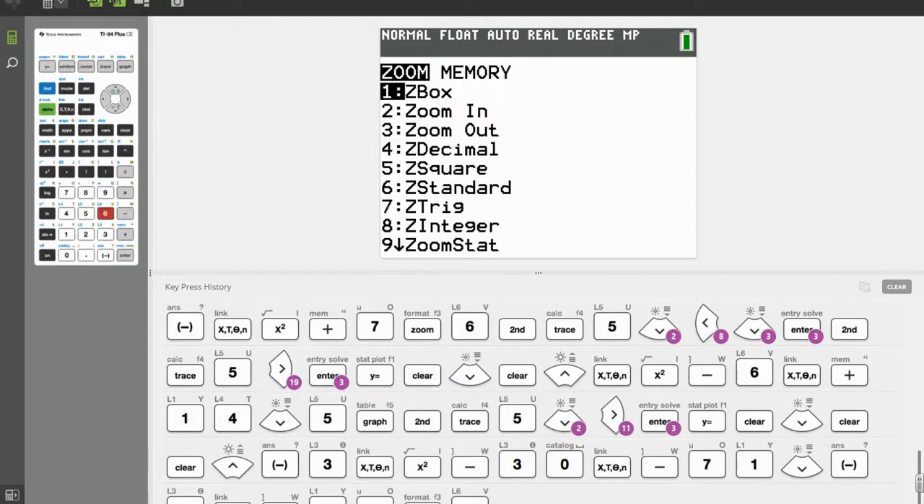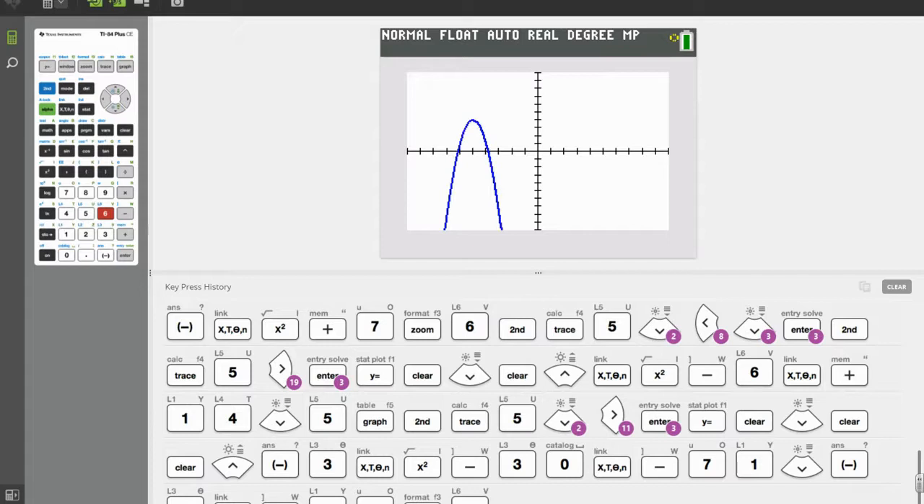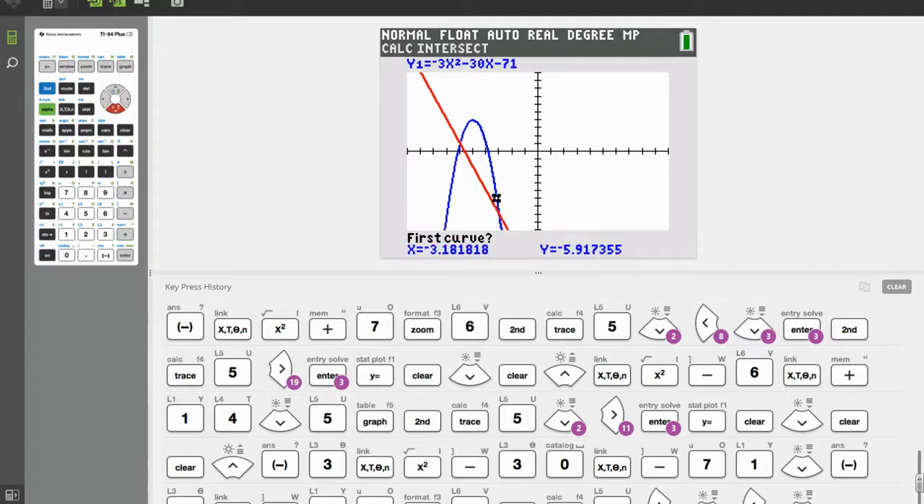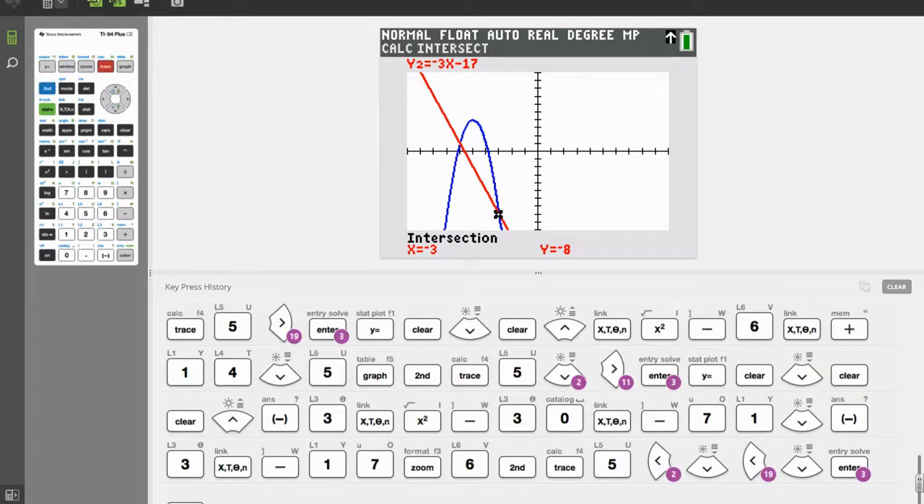I'll do zoom 6. We see our 2 intersection points. We're going to do second trace number 5. We're going to start moving our spider. Our spider is almost at -1, which means it's off the graph, so I have to keep moving it left. All right, now it's near the first intersection point. Hit enter, hit enter, hit enter. I get -3, -8. That's one of the values I was expecting.